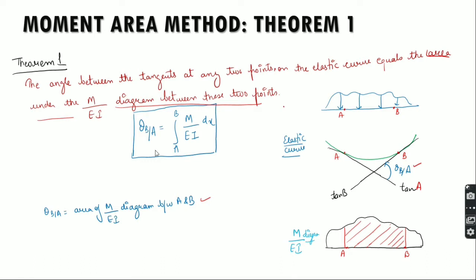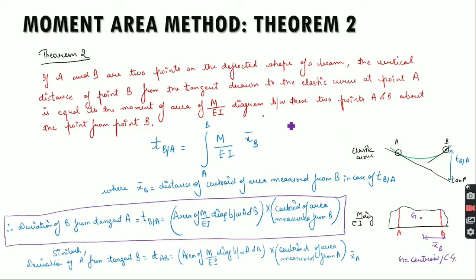Regarding slope, now we move to the next theorem, theorem 2, which is used to determine the vertical deflection of any point, right? So what is the second theorem? The second theorem deals with the vertical distance, as I have told you, that is the vertical deflection. Let me read the statement first.